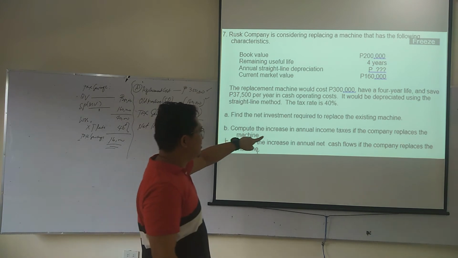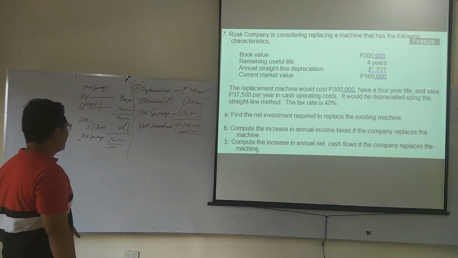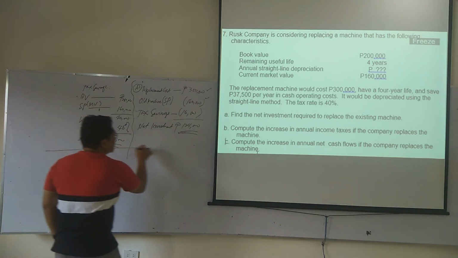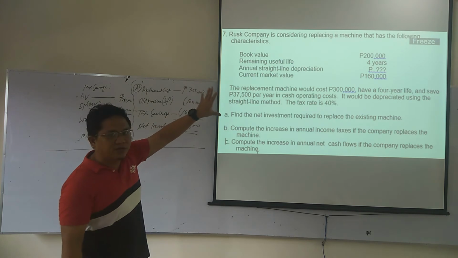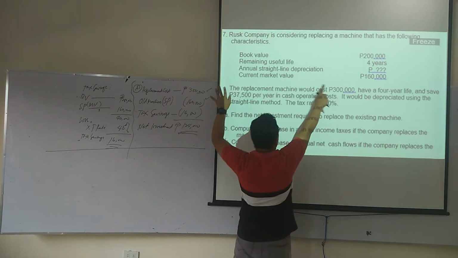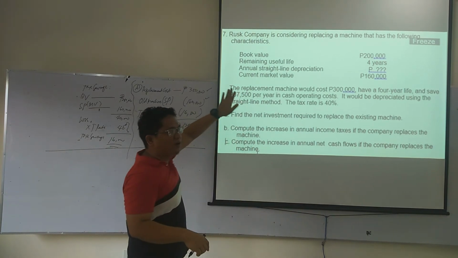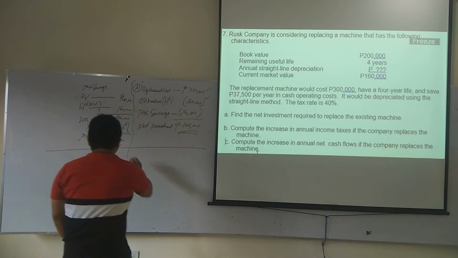The next question is, compute the increase in annual income taxes if the company replaces the machine. To solve this, it's best that we first compute the depreciation of the old and the new asset. Depreciation here is not being given, and that's critical in our computation.